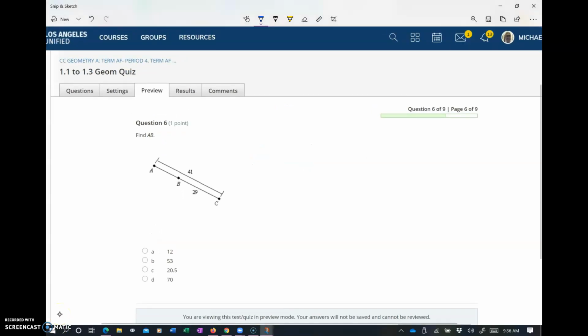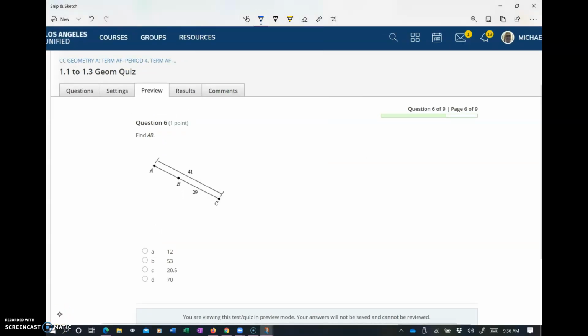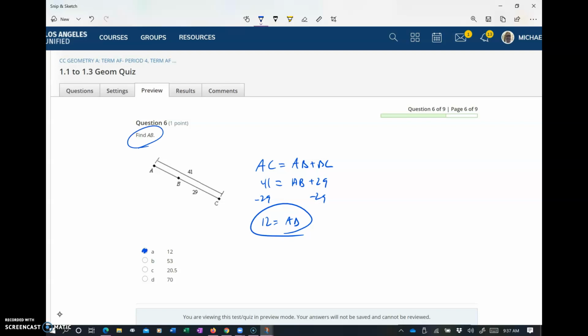Same approach here. Now the pen was working a second ago. I don't get this all the time. AC equals AB plus BC. 41 equals AB plus 29, minus 29. Use your equations. Equals AB. There's my answer. I was finding AB there.